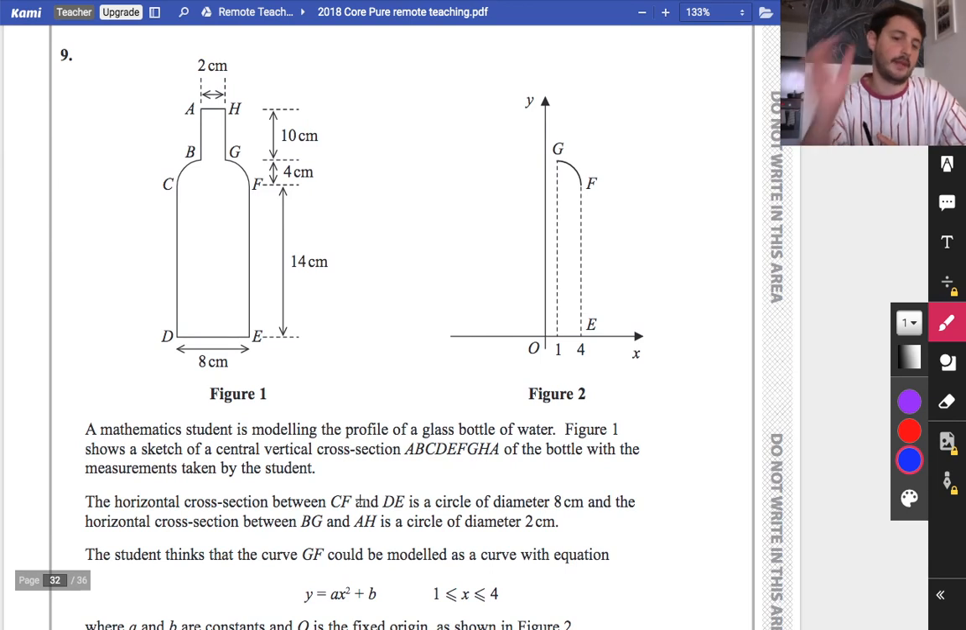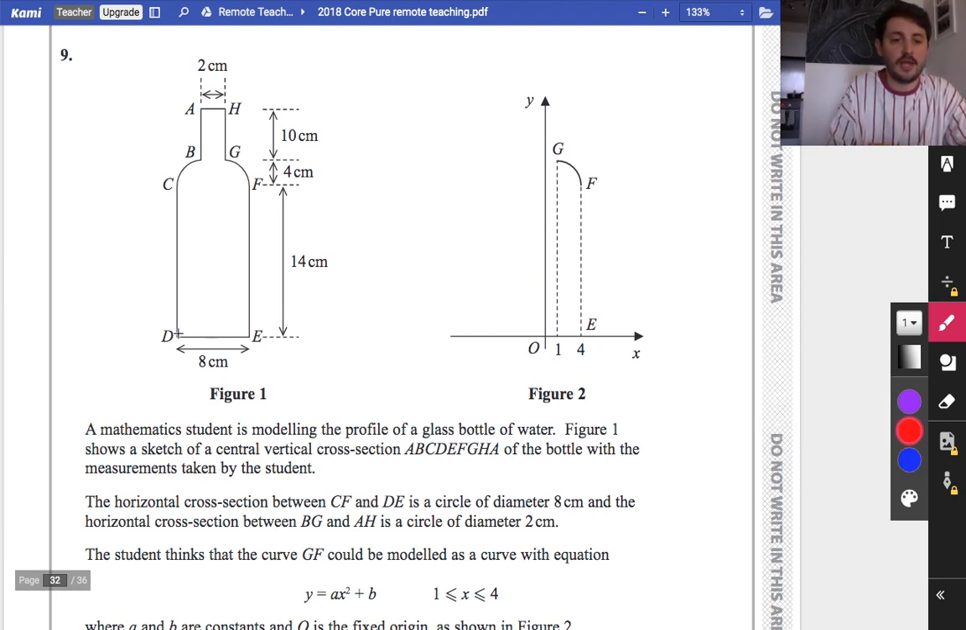Okay, so we've got a bottle here on the left and then a diagram on the right. A mathematics student is modelling the profile of a glass bottle of water. Figure 1 shows the sketch of a central vertical cross-section, and you've got all the letters going around the outside of the bottle, with the measurements taken by the student. The horizontal cross-section between CF and DE is a circle of diameter 8 centimetres, and the horizontal cross-section between BG and AH is a circle of diameter 2 centimetres.